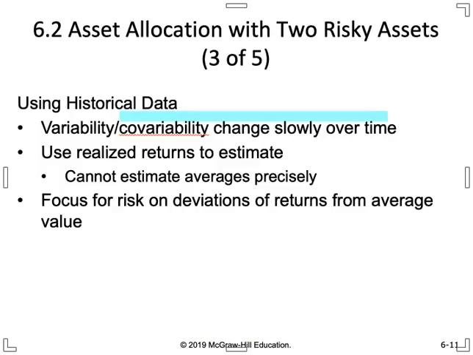So the textbook says that covariability changes slowly over time. Well, a problem that we saw in the 2008 financial meltdown was that all assets correlated. Everything correlated, everything went down.